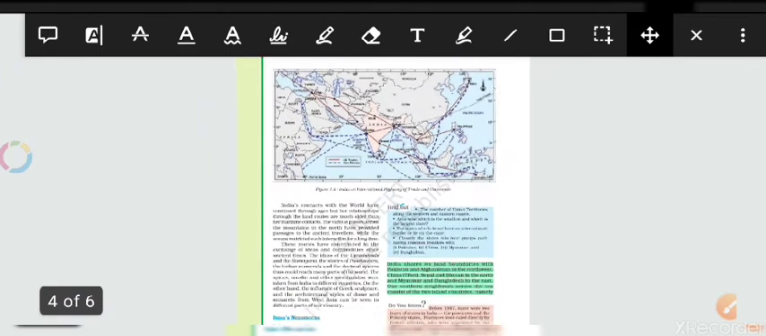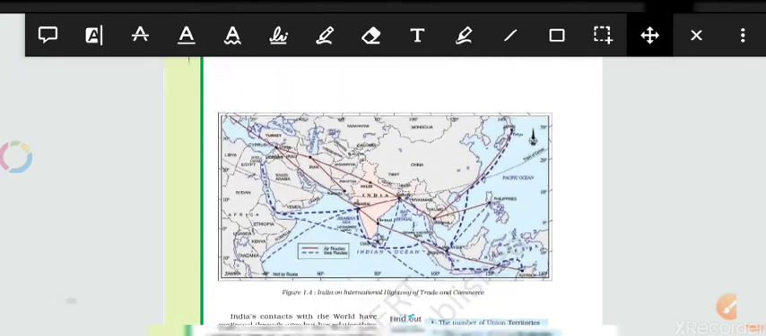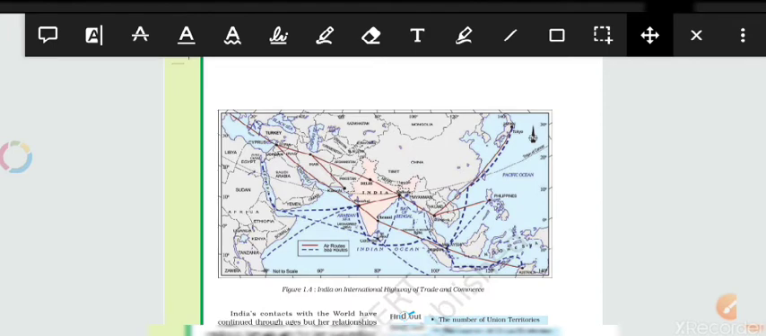On this page, we are seeing India on the international highways of trade and commerce. As we all know, from the perspective of globalization, we have to connect with all other nations of the world for the purpose of commerce, buying and selling, import and export. The sea provides a very efficient and effective way to trade.